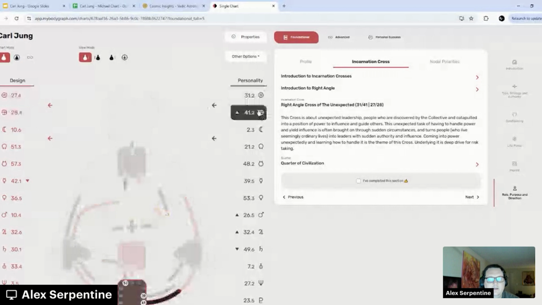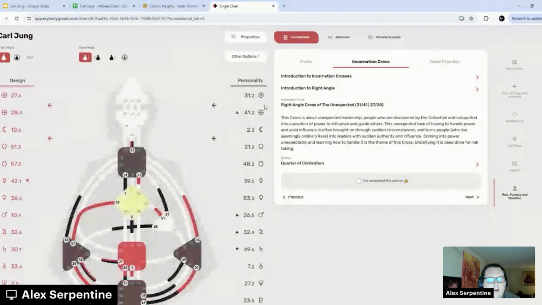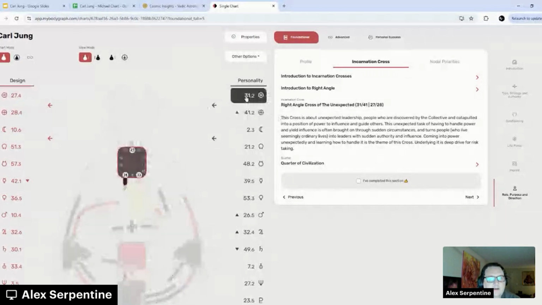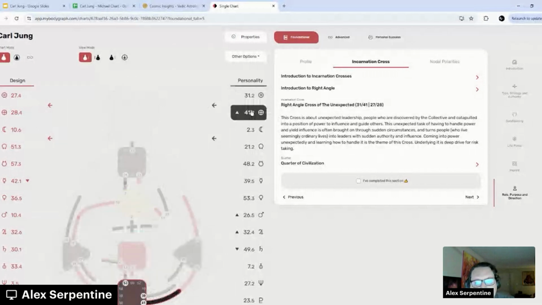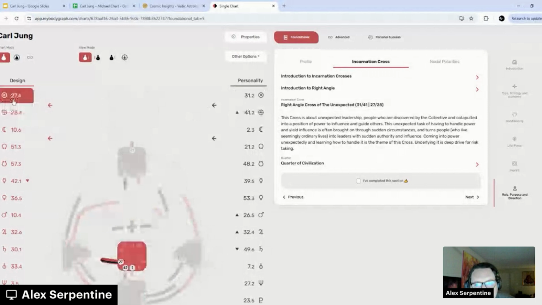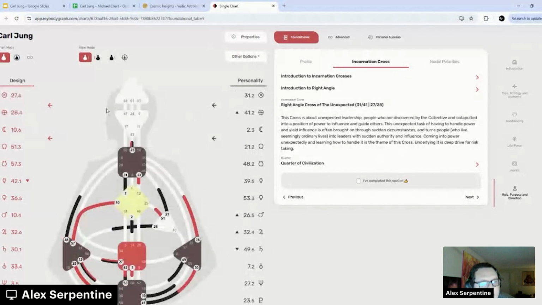It's the main gene keys or gates. And so it's the 31, which is in the throat, the 41, which is in the root, the 27, which is in the sacral, and the 28, which is in the spleen center, which is the intuition center. So this makes an incarnation cross called the right angle cross of the unexpected.